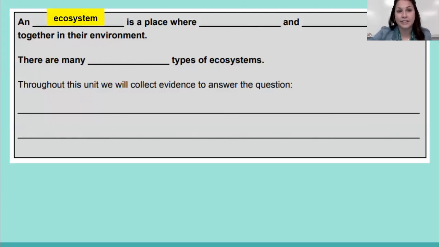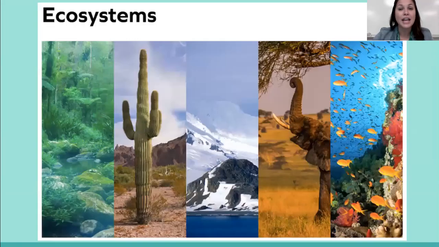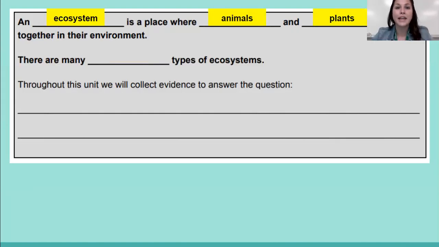An ecosystem is a place where animals and plants live together in their environment. There are many different types of ecosystems, like you saw on this past page. These are all ecosystems, from the rainforest to the tundra to the coral reef, desert, savanna. Any place animals and plants live together is an ecosystem.